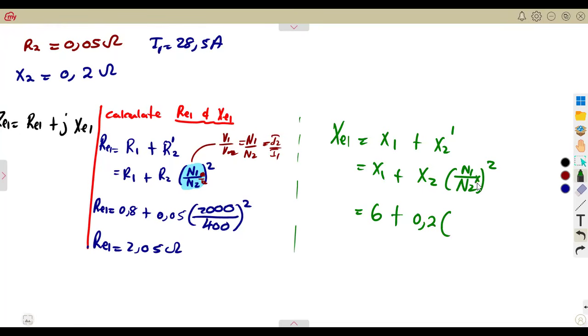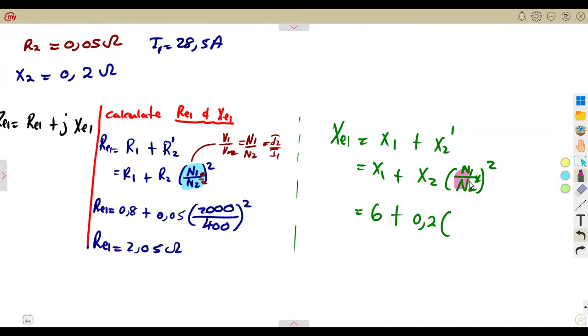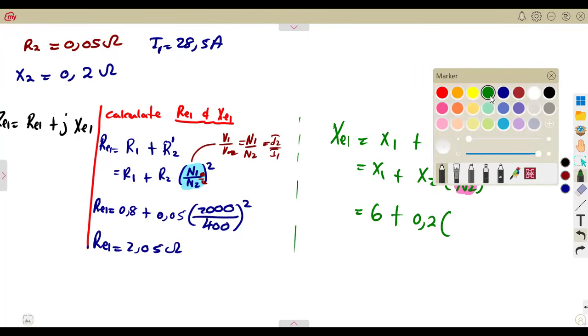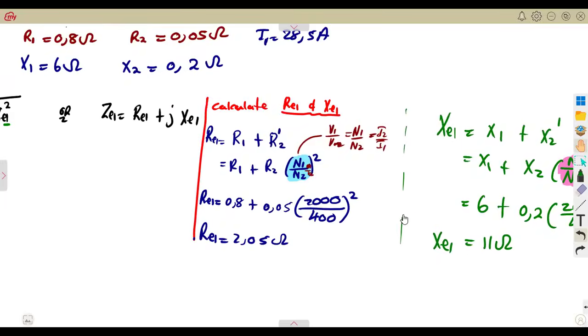Remember, the N1 over N2 concept is the same as what I indicated before, that N1 over N2 will be taken as V1 over V2, which is the corresponding. So this is just going to be the same as what we wrote here, 2000 over 400 raised to the power of 2. So that is the condition, and this was going to give us 11 ohms. This is our equivalent reactance, so we are referring to the primary.